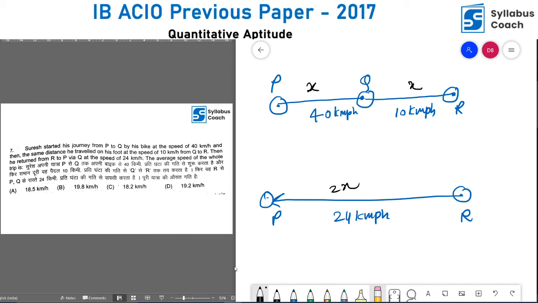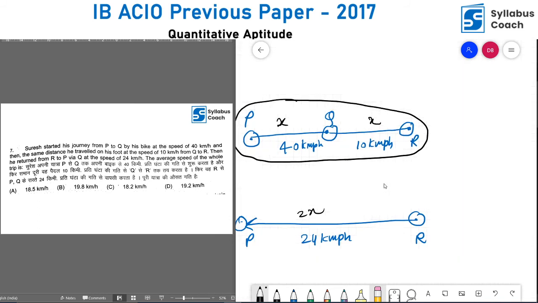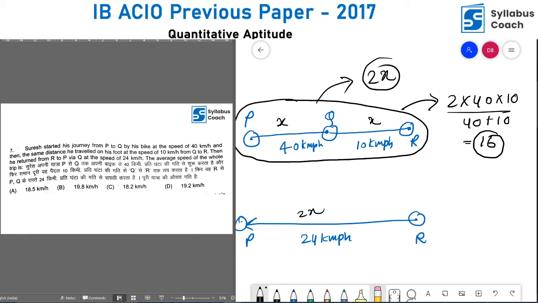So for this combination, try to calculate the average speed. It is nothing but 2 into 40 into 10 by 40 plus 10, and that gives you 2 into 40 into 10 is 800, 800 by 50 is 16. So this combination is 16 kmph. Now this 16 is for 2x, because you calculated for a combination. Now you have this one combo which is 16 kmph, and now you have 24 kmph. Now the distances are the same, which is 2x and 2x.